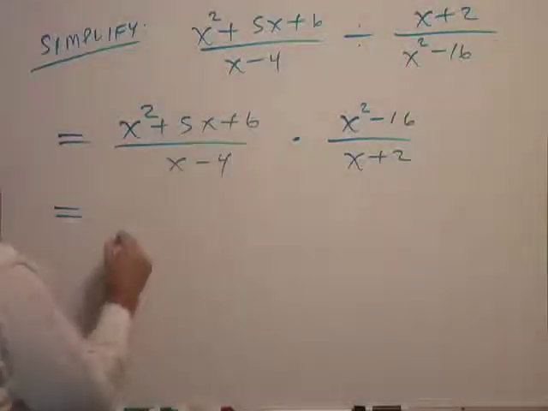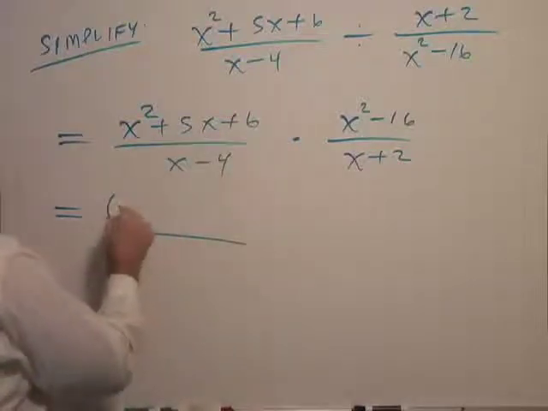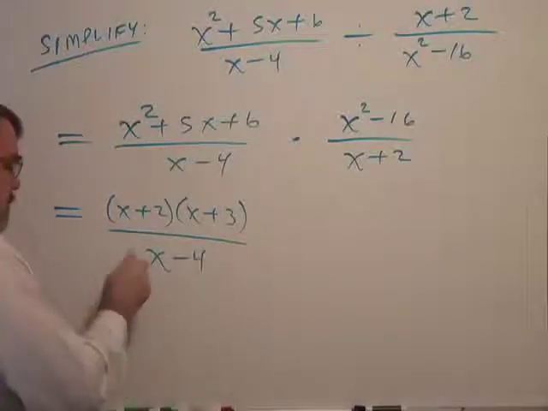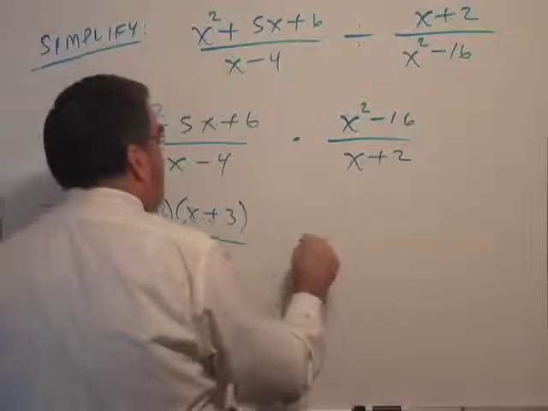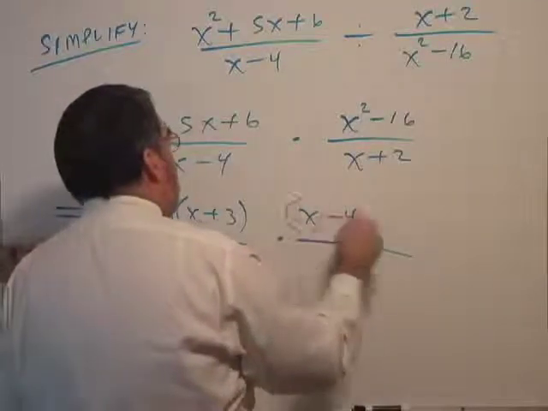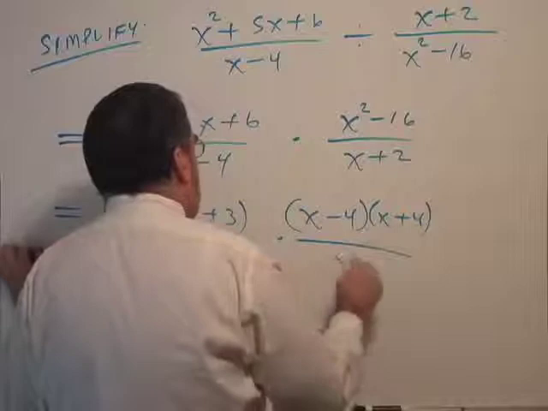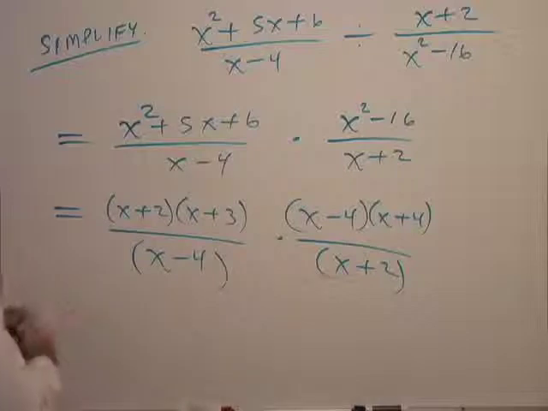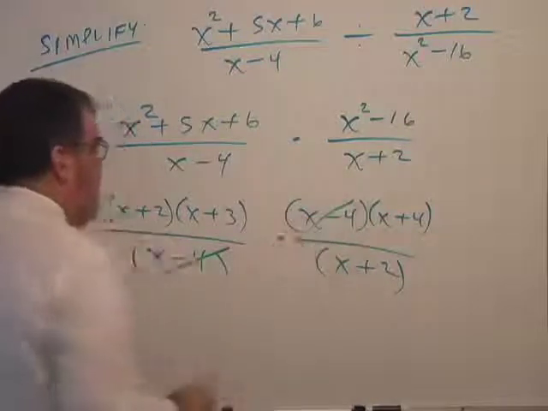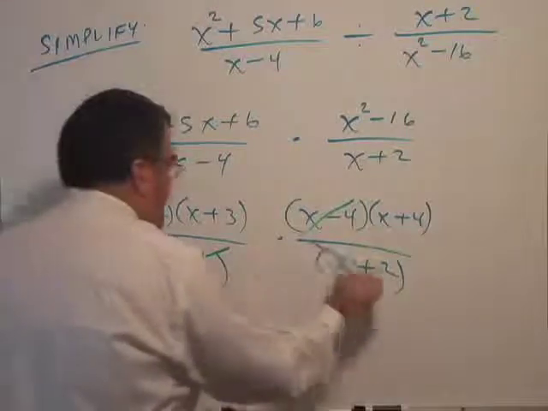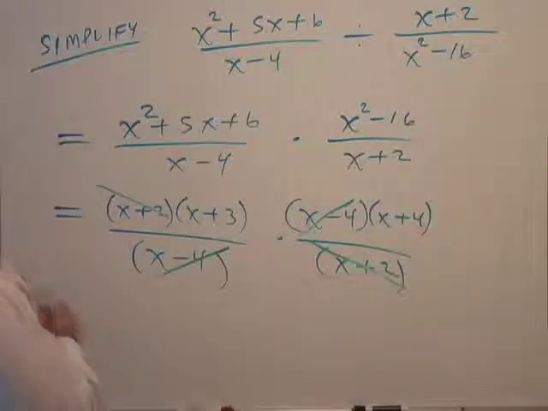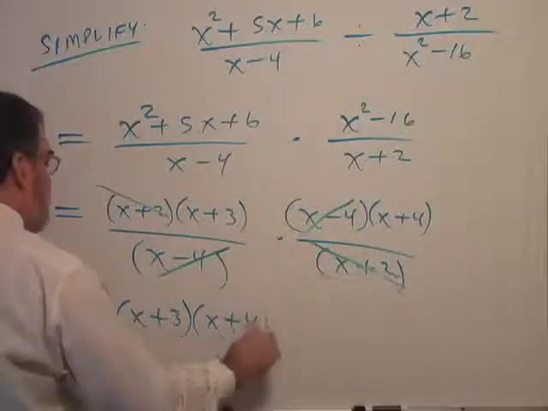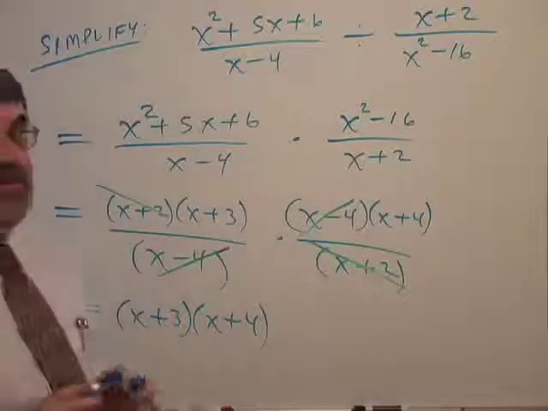Let's do some factoring. I'm going to go kind of fast here. This will be x plus 2, x plus 3 over x minus 4, times, and this factors as x minus 4, x plus 4, and I have my x plus 2 here. And nice things happen. The x minus 4's cross cancel, and so do the x plus 2's. So we're left with x plus 3 times x plus 4. All right, so as far as I'm concerned, we're done.